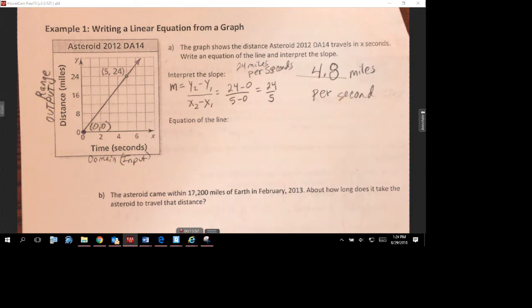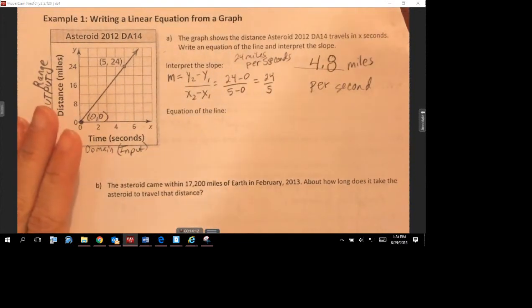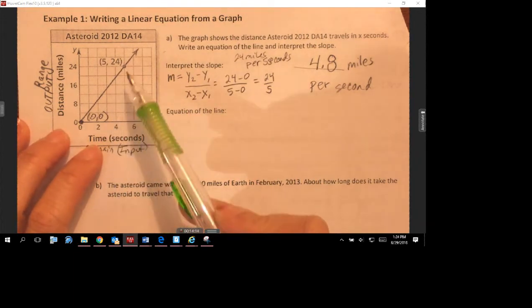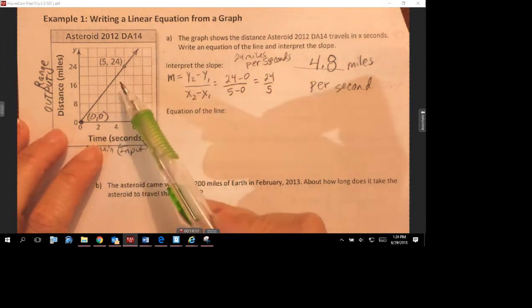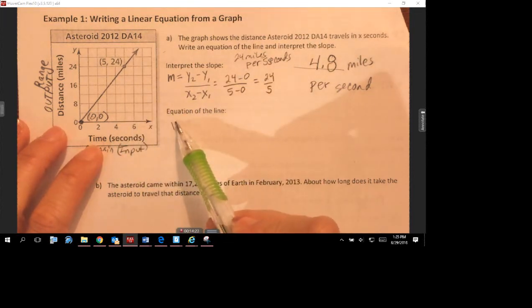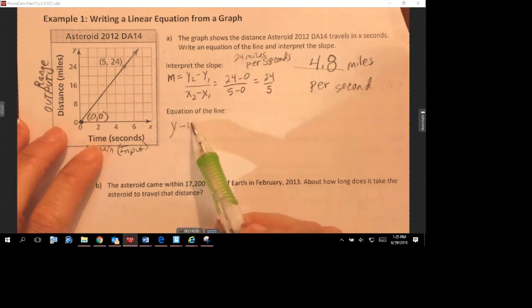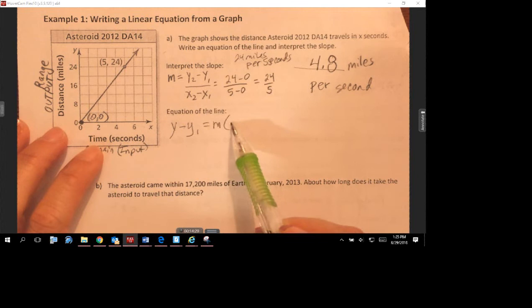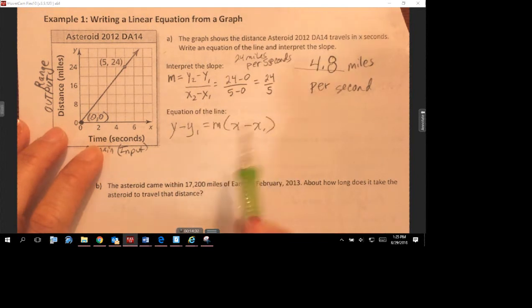We're using the y values and the x values given on the sides of the problem. Interpreting the slope. Now we have to find the equation of the line. So we need 1 point and the slope. Which point would you like to use? You want to use that one? Okay. So we're going to do point slope form. Just a reminder, point slope form is y minus y1 equals m times x minus x1. We plug in for our slope, which I'm going to use 24 fifths. And we plug in x1, y1.